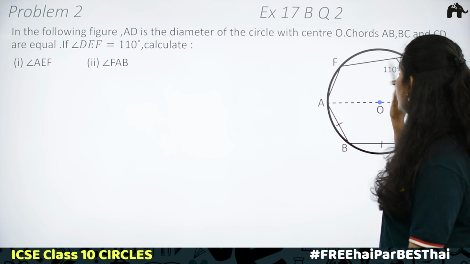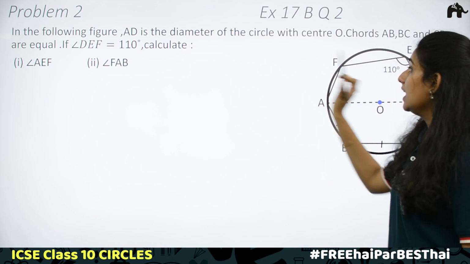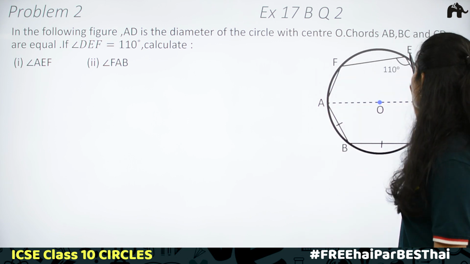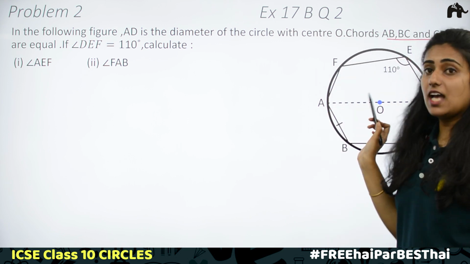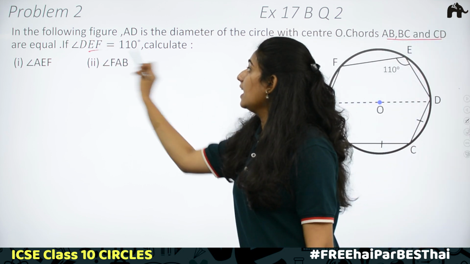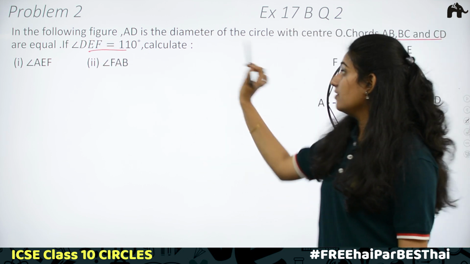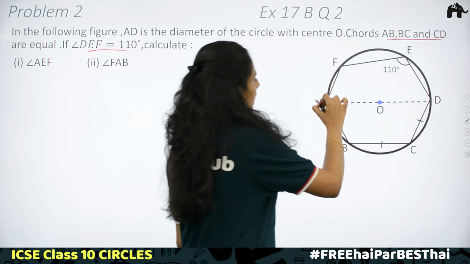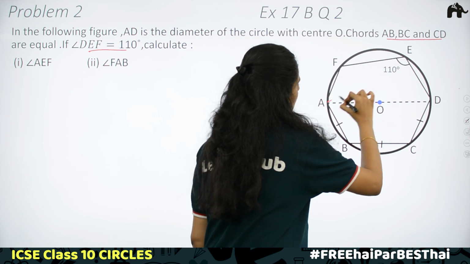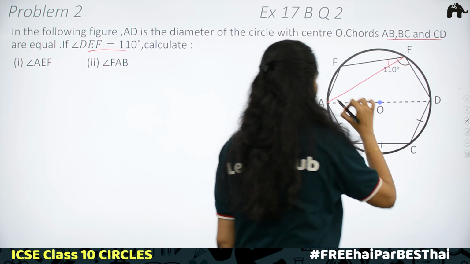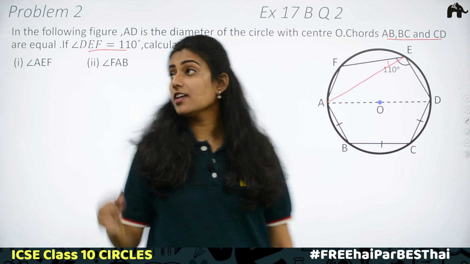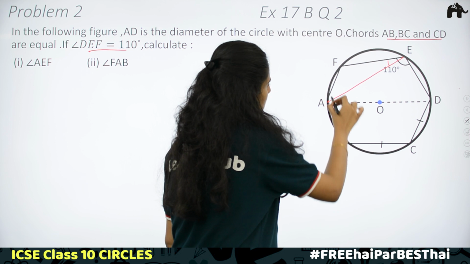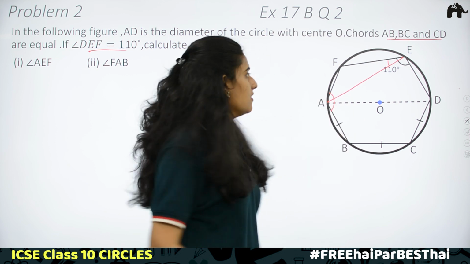Next, problem number 2, question 2 of exercise 17B. In the following figure, AD is the diameter of the circle with center O. Chords AB, BC and CD are equal in length. If DEF is equal to 110 degrees, we have to calculate AEF and FAB. I am drawing a line here. This angle is angle AEF. We have to find AEF and one more angle, that is FAB.